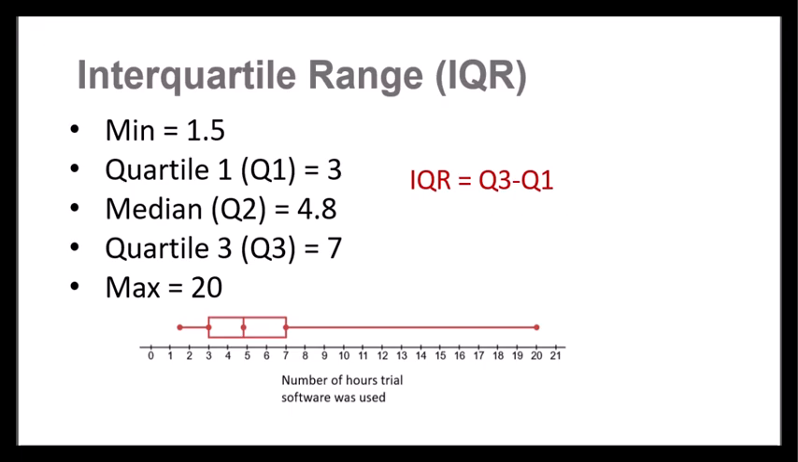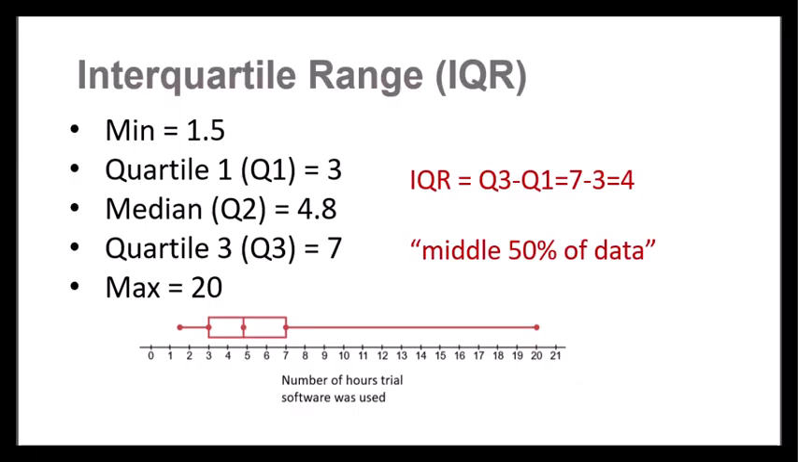So the IQR, or the interquartile range, is based on the range between quartile 1 and quartile 3. In this case, that range is from 3 to 7. If we actually calculate the IQR, that would be 7 minus 3, or 4. And that range of values represents the middle 50% of data. So 50% of the users of that software trial had used the software between 3 and 7 hours. This is sort of like the range, but just for that central 50% of the data.